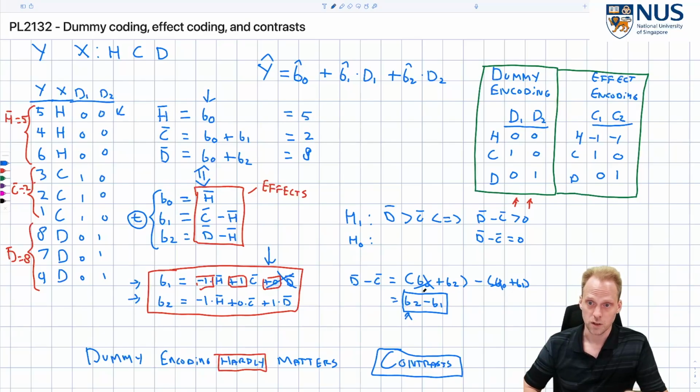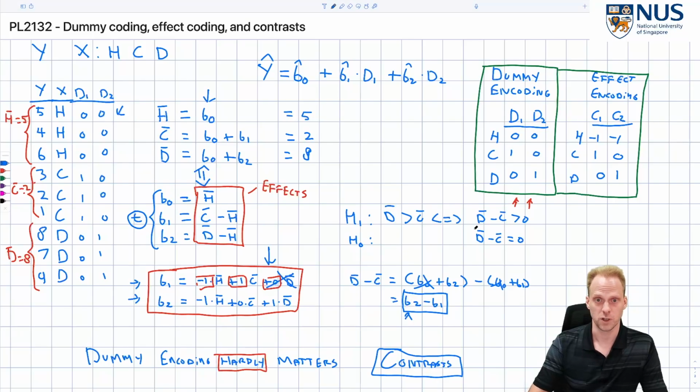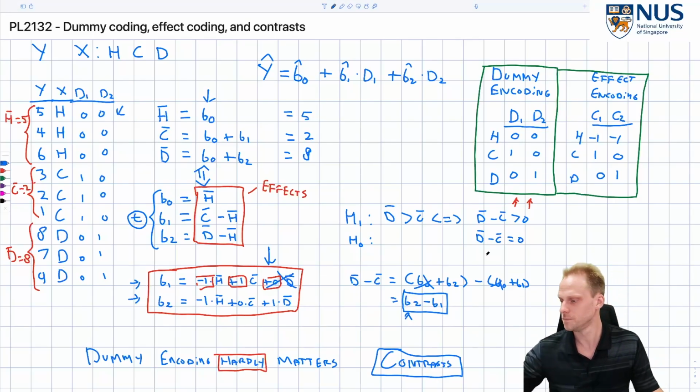So does that mean that dummy encoding completely doesn't matter? Well, not exactly. But I'll talk about that on a fresh new page.